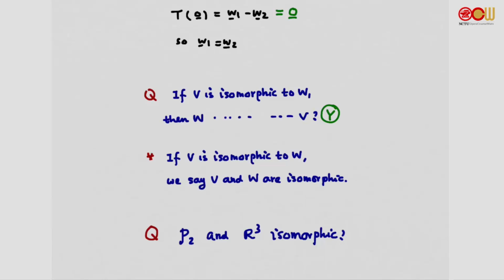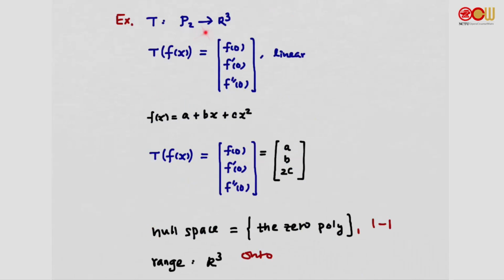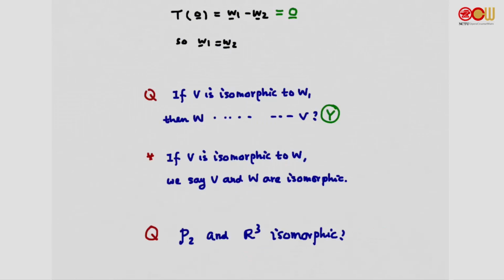The question, are P2 and R3 isomorphic? That means, can we find an isomorphism from P2 to R3? We have an example of an isomorphism already, don't we? This T from P2 to R3 is both 1-to-1 and onto, so it's an isomorphism. So P2 and R3 are isomorphic. These two are isomorphic vector spaces.